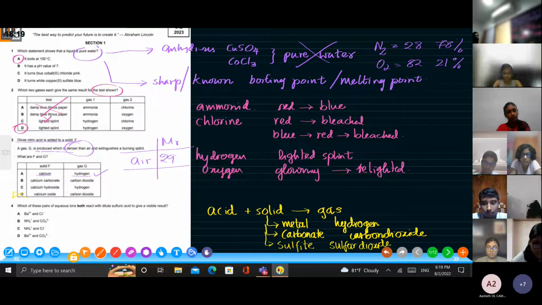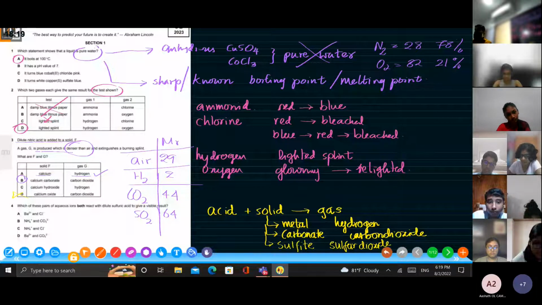Doesn't matter. Hydrogen is 2, definitely lighter. Carbon dioxide is 44, heavier. Sulfur dioxide is 64, heavier than air. So the only possible answer, sulfite is anyway out with lead sulfite. So the answer is calcium carbonate and carbon dioxide. We find the answers through theories, not by chance. There is no achievement by chance. You have to study and remember these.